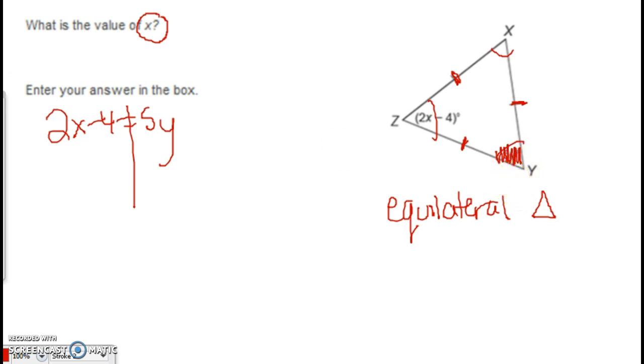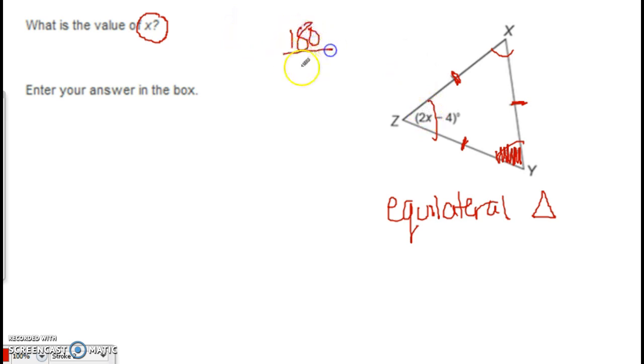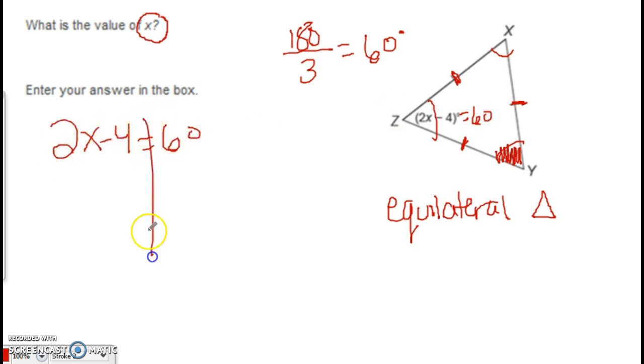So I'm going to get rid of 5y because it's not helpful. And then I'm going to ask myself, okay, well now how do I solve for x when I only know this one angle? Well, the thing is, in an equilateral triangle, you already know what every angle equals, right? There's 180 total degrees. All the angles have to be the same, so you can divide by 3. So each angle has to equal 60 degrees. So we could just take this one and set it equal to 60. And then we have a little bit of solving to do.